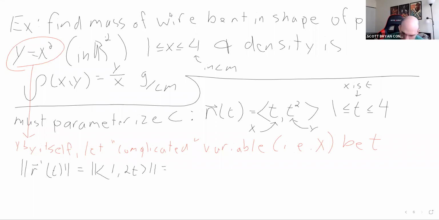Okay, so r prime of t is (1, 2t). So the magnitude of that is the square root of 1 squared, which is 1, plus the quantity 2t squared, which is 4t squared.